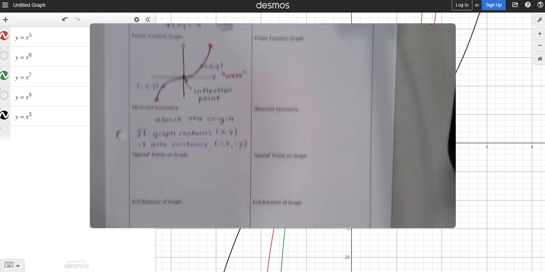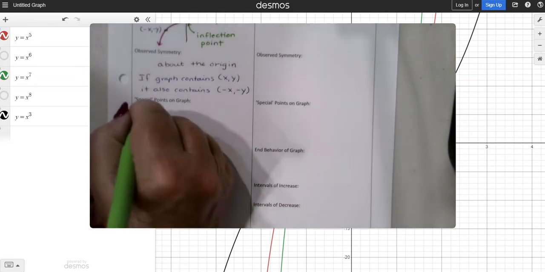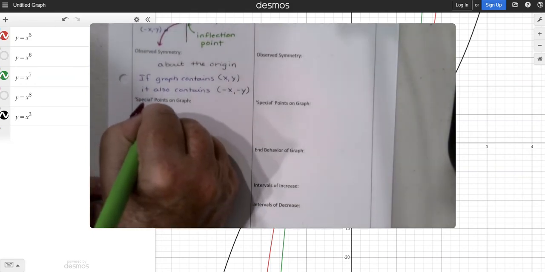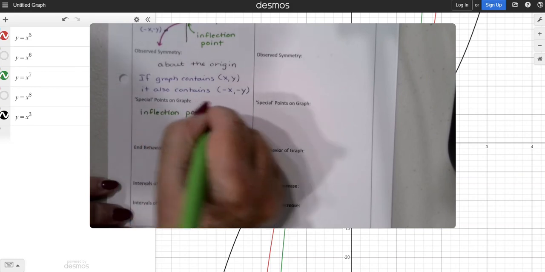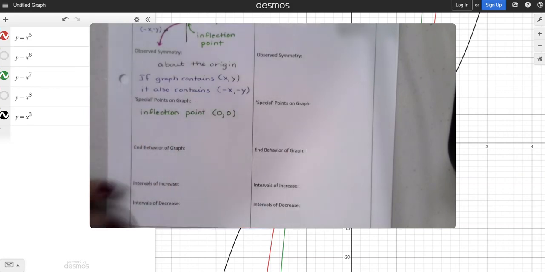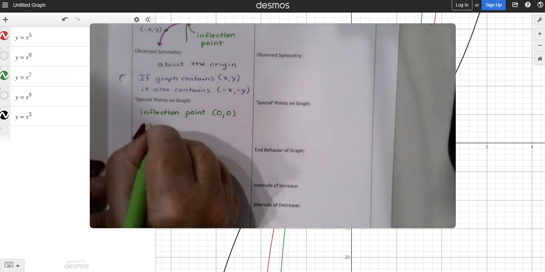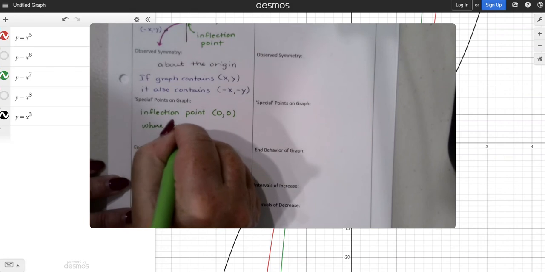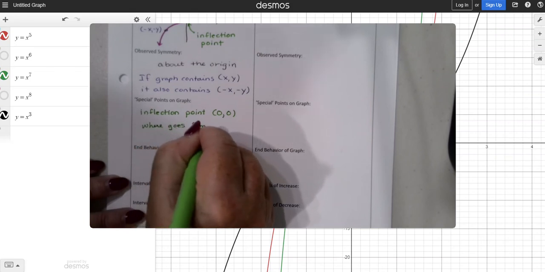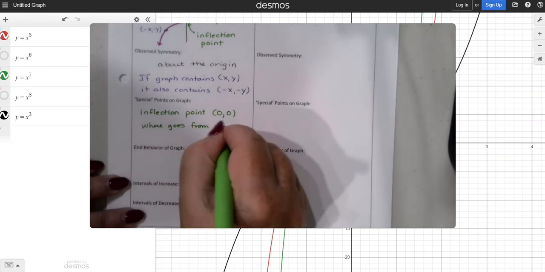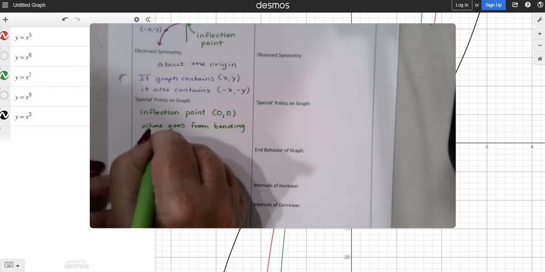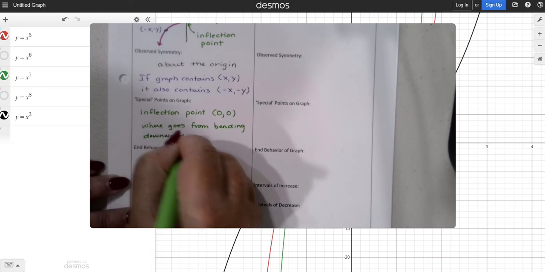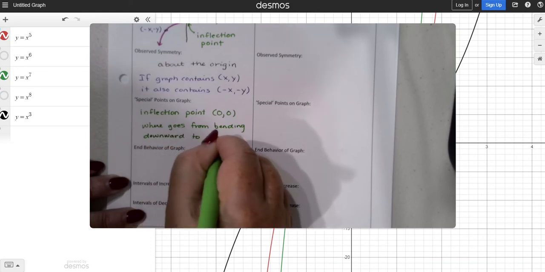So the special point that I want to be aware of is the inflection point, which is at the origin, 0, 0, where it goes from bending downward to bending upward.